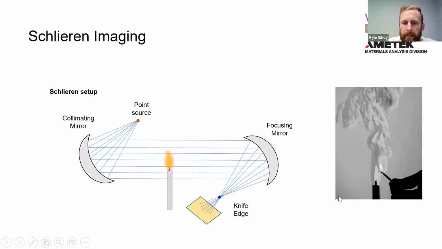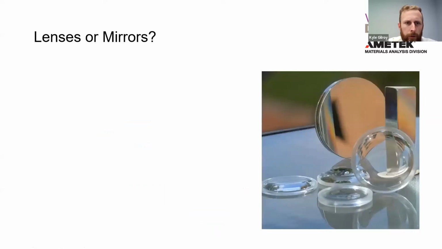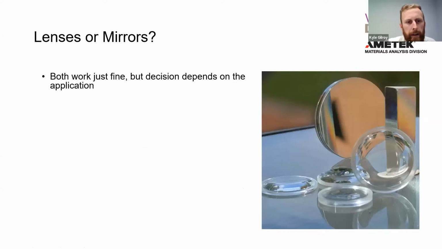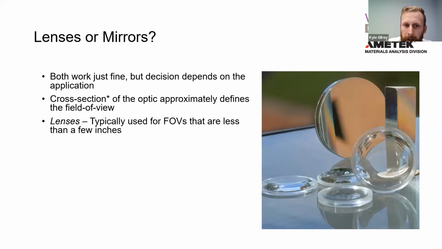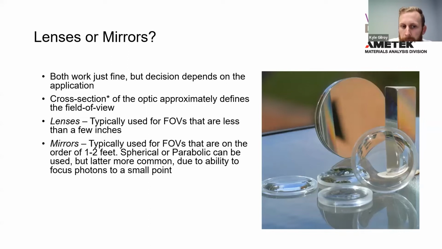So how do you know what to use, lenses or mirrors, for your test? Both work just fine, but your decision typically depends on the application of interest, and a lot of times it comes simply down to cross-section and the field of view that you care about. For lenses, usually they're available on the order of a few inches, so that will actually define your field of view. If you think back to the diagram, the collimated beam is roughly the cross-section of that optic, so that will define the FOV. And then mirrors are typically on the order of 1 to 2 feet. So obviously you can get them much smaller.